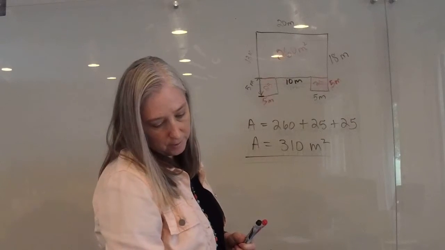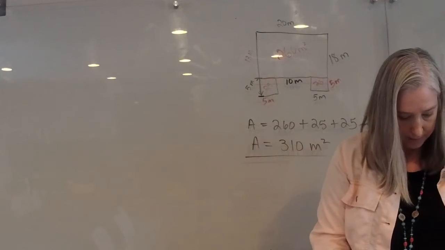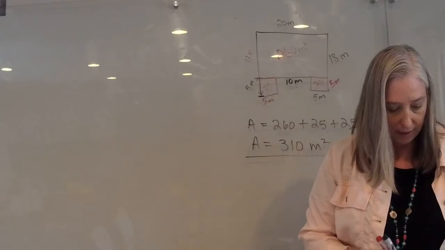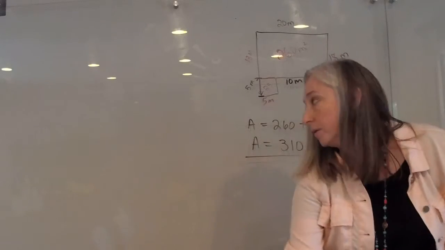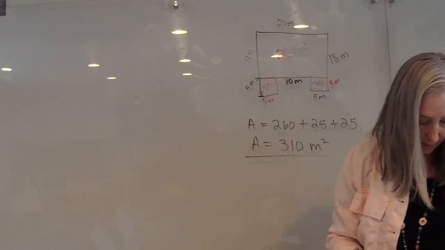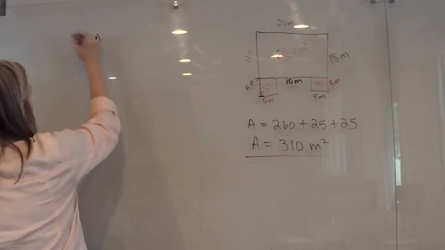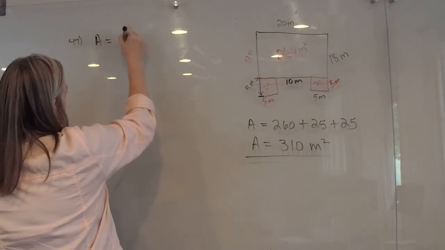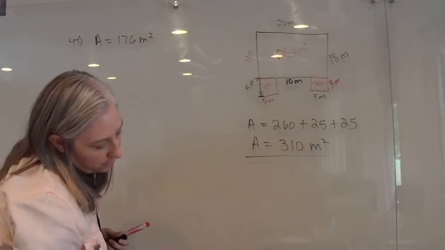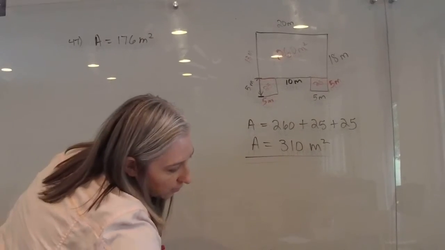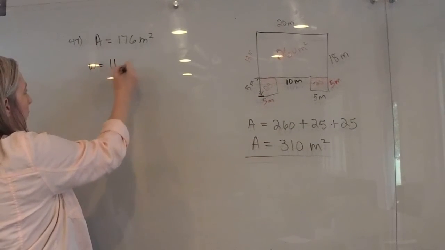Okay, let's look at the next one. Number 47. Okay, this one, they give me the area and they tell me how wide a rectangle is, but then they're asking for the length. So this one, the area is 176 centimeters squared. And this is of a rectangle that has width 11. Okay. I'm looking for the length.